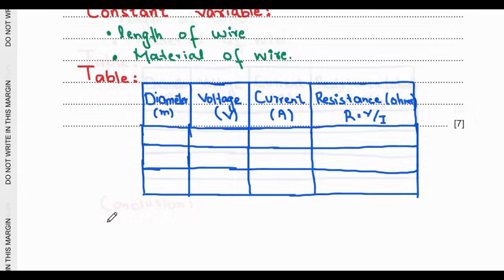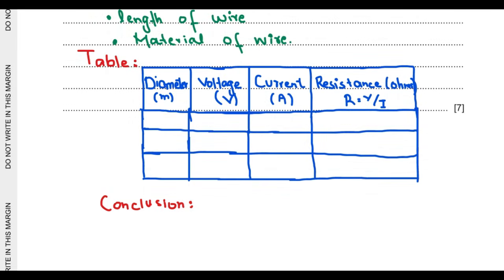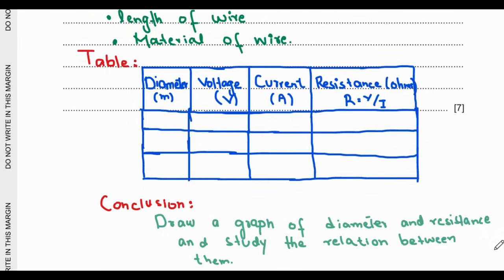Last thing is the conclusion. To conclude the experiment, we will draw the graph of diameter and resistance and we will study the relation between them.